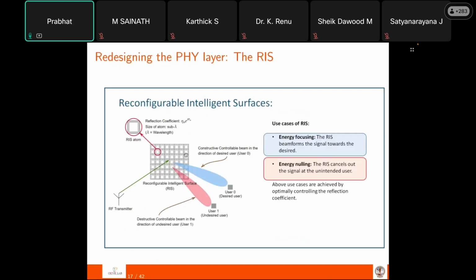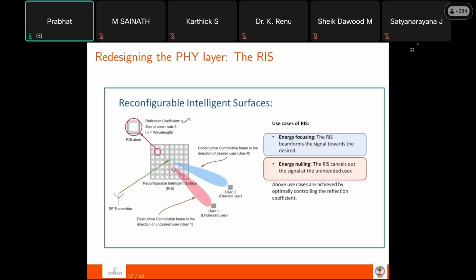So RIS is basically made up of metamaterials, and you can control the electromagnetic property of each of these metamaterial elements, and you can control the way they reflect, right? So if you can control the pattern in which they reflect, you can utilize this entire set of elements, or entire surface, to either focus and improve the signal strength at a particular user, or you can also make it nullify the signal at some other user.